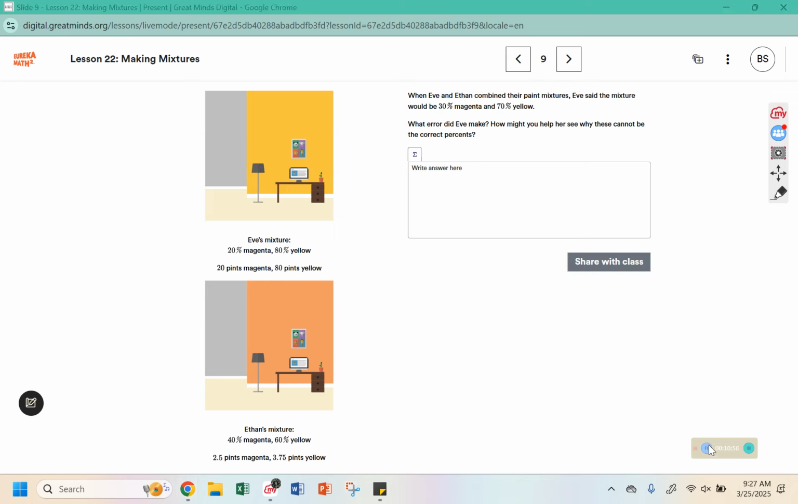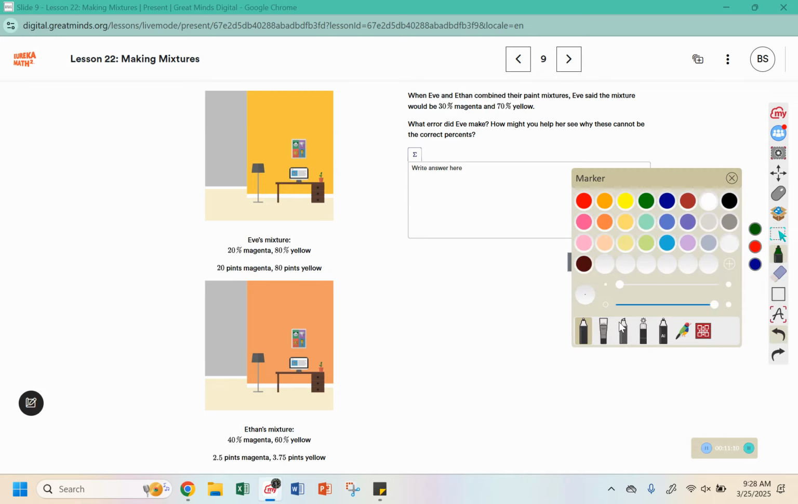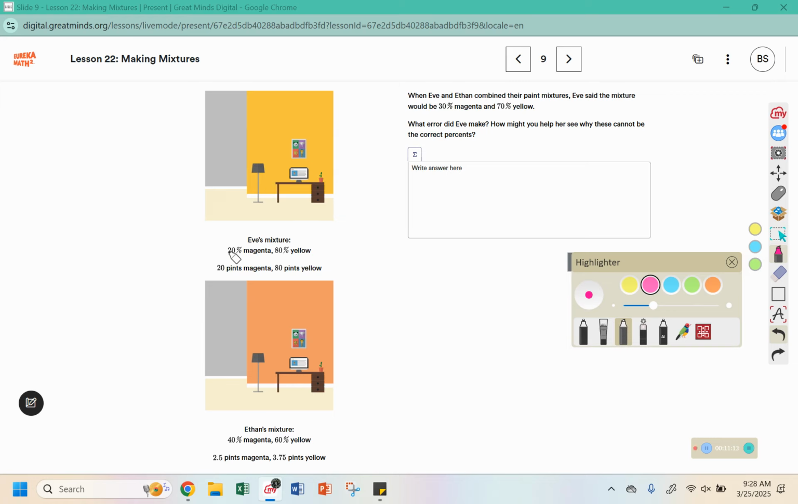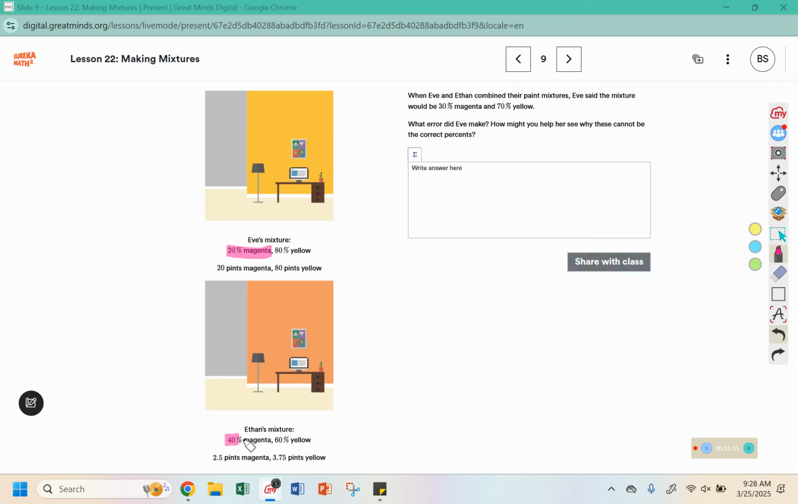When Eve and Ethan combined their paint, Eve said the mixture would be 30% magenta and 70% yellow. What error did Eve make, and how might you help her see why these cannot be the correct percents? Well, we see here that the magenta Eve had was 20 and Ethan had 40. So she just went for the average in between 20 and 40. And then for the yellow, Eve had 80 and Ethan had 60. And she said that the average would be 70.